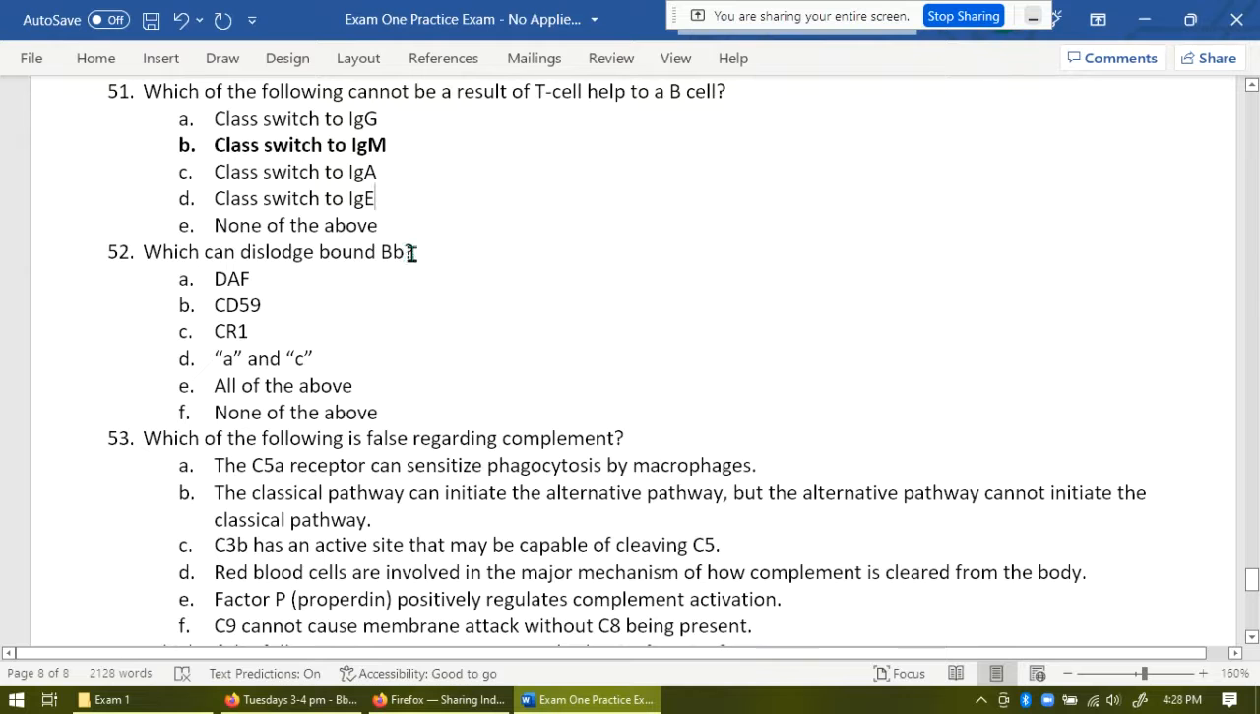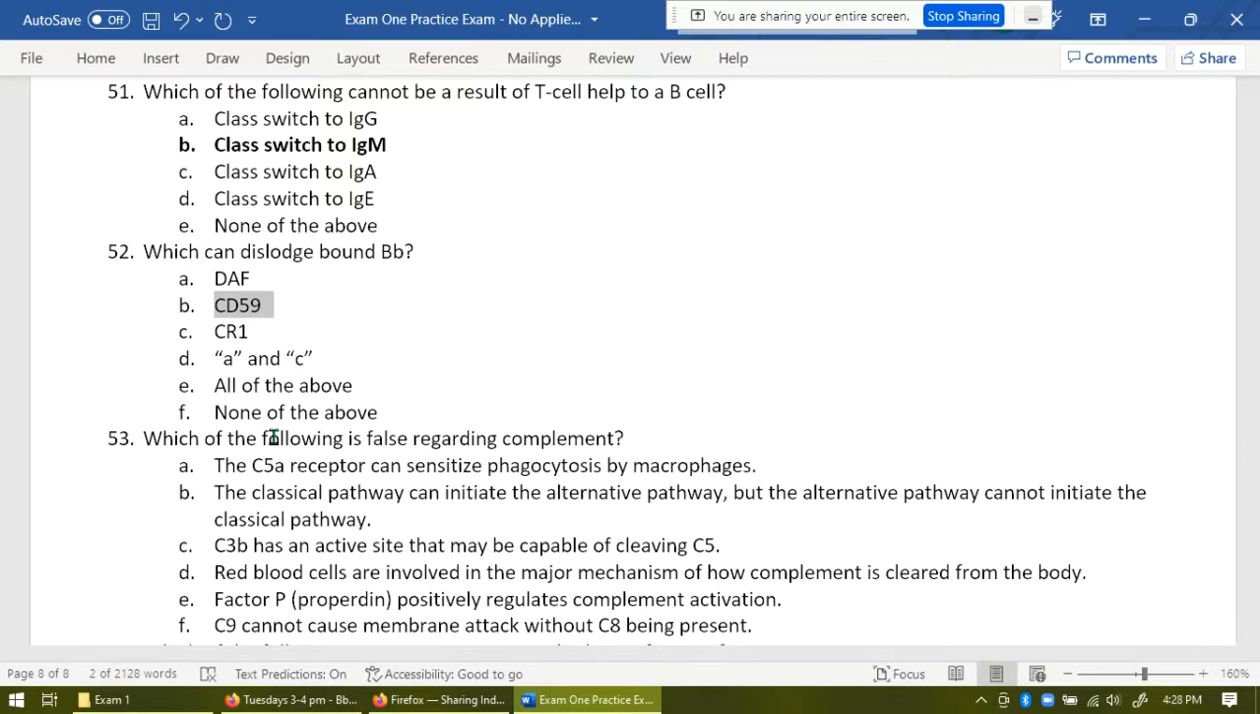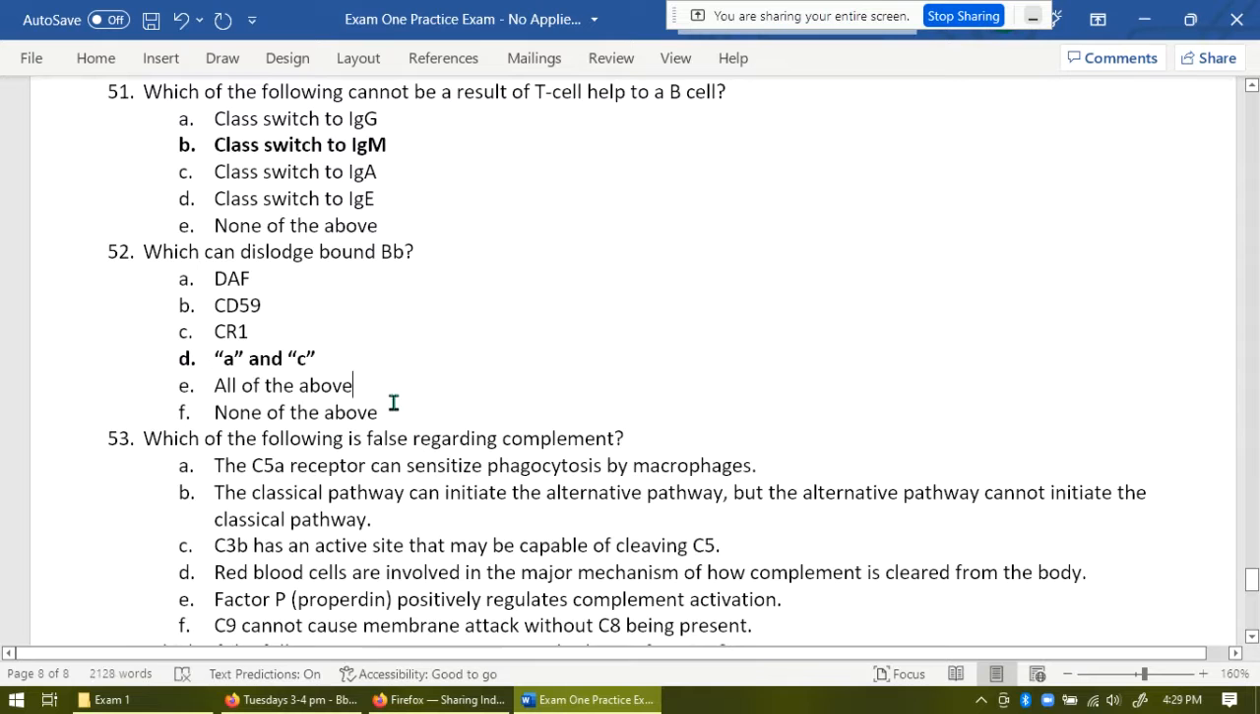Which of these can dislodge bound B flat or big B little b? Decay accelerating factor can certainly do that. That's why it's called decay accelerating factor, DAF. CD59 cannot do that. CD59 is a protein on host cells that binds to complement component C8 and prevents C9 from polymerizing on the host cell and forming a membrane attack complex. CR1 can indeed dislodge B flat though. It's one of the many things CR1 is amazingly capable of doing. So this is A and C.